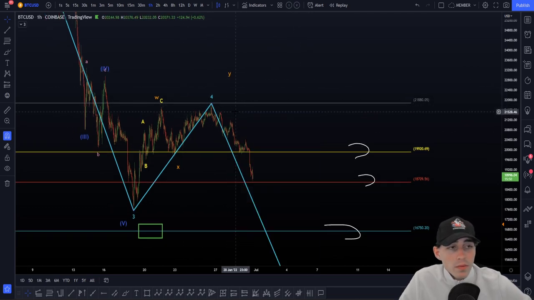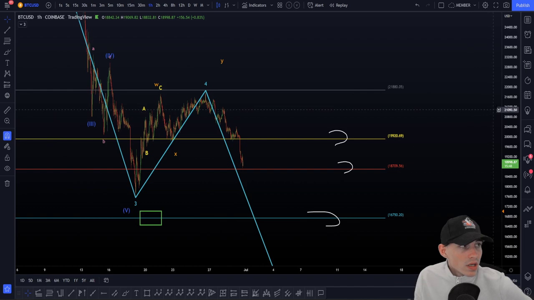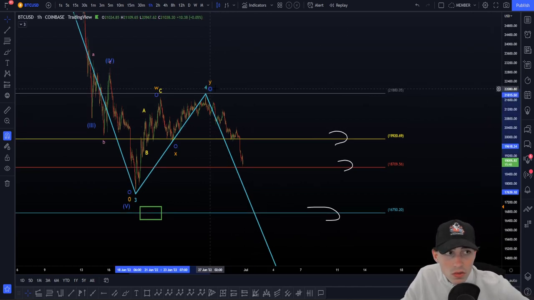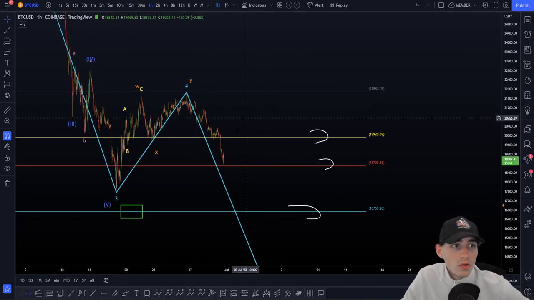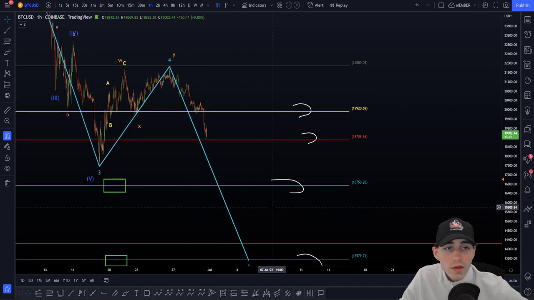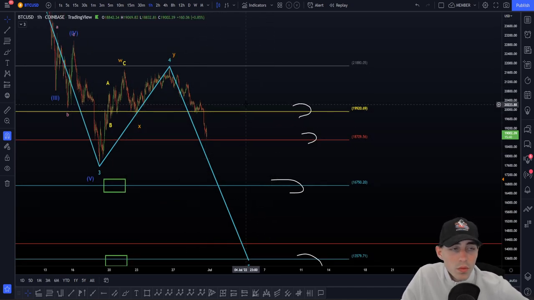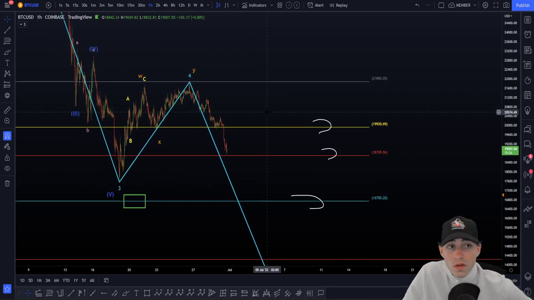So yeah, I'm going to update the count with you clearly, okay? I'm just going to update the wave count. I'm going to show you the possible different scenarios of what we can do here. It looks more like we are already in wave 5. This is possible, but for me it's a bit less likely, but it's still possible, okay? We're going to talk about everything. We're going to update everything clearly, okay?